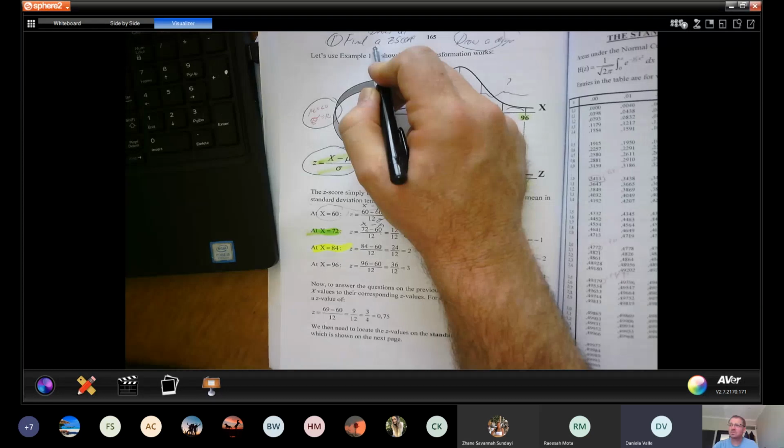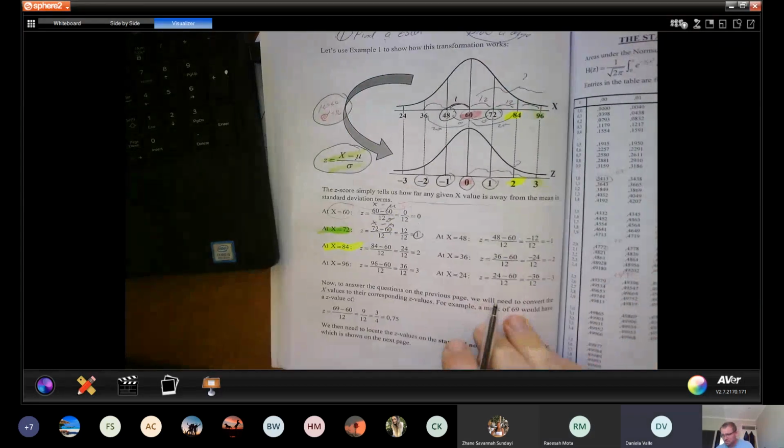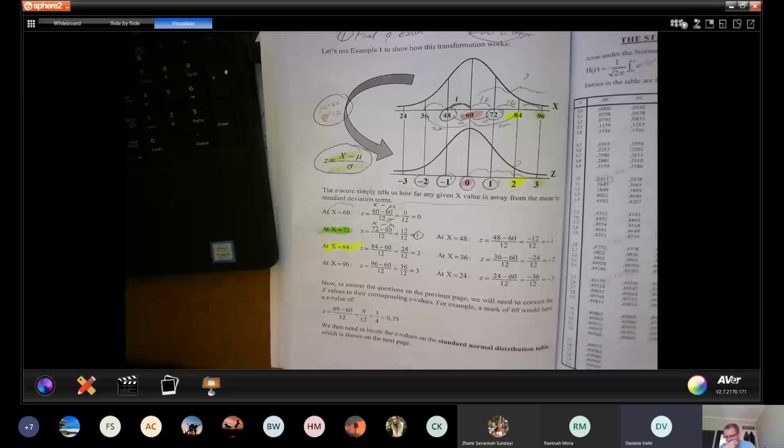I've got a question, sir. Okay, yes, Daniela. Z values on the normal curve, the original curve with the 0, 1.